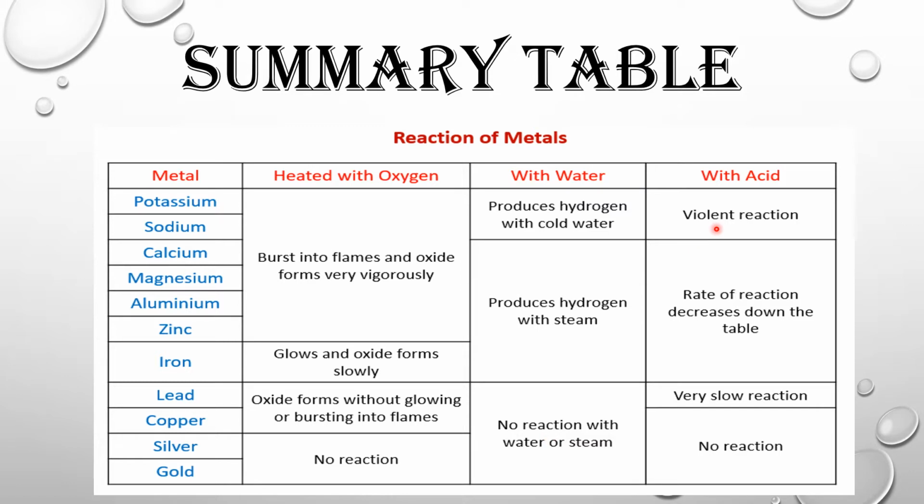Potassium and sodium have violent reactions with acid. Calcium, magnesium, aluminium, zinc, and iron have a slow rate of reaction with acid. Lead reacts way slower with acid, and copper, silver, and gold have no reaction. It's very important to know how these metals react with oxygen, water, and acid so that you can manipulate these properties and use them in our everyday lives.